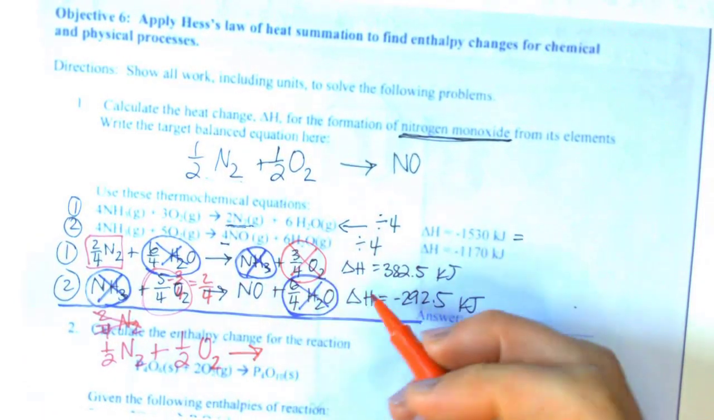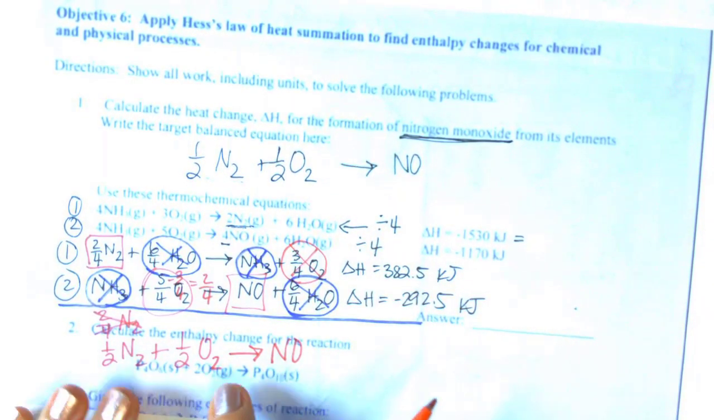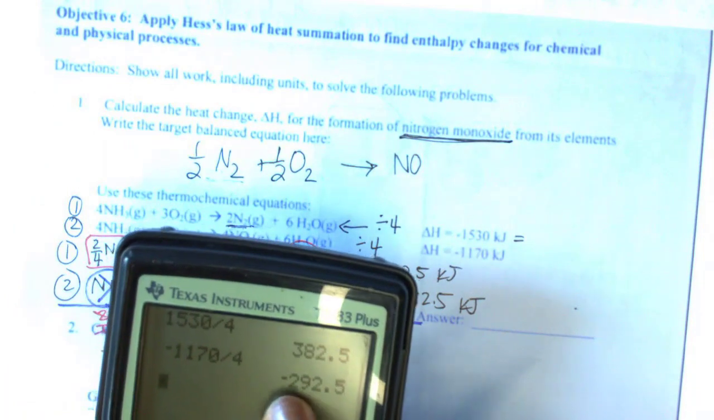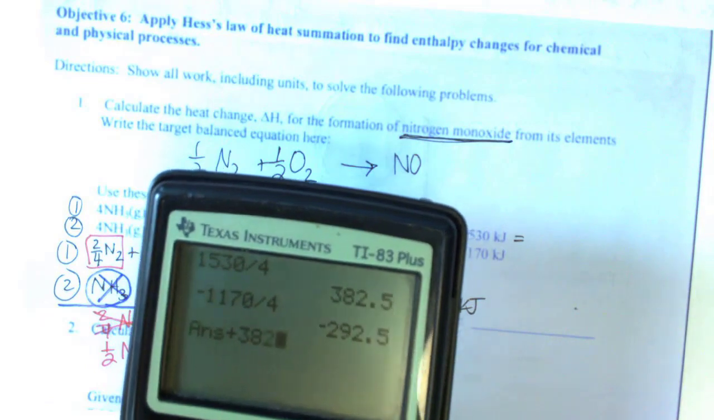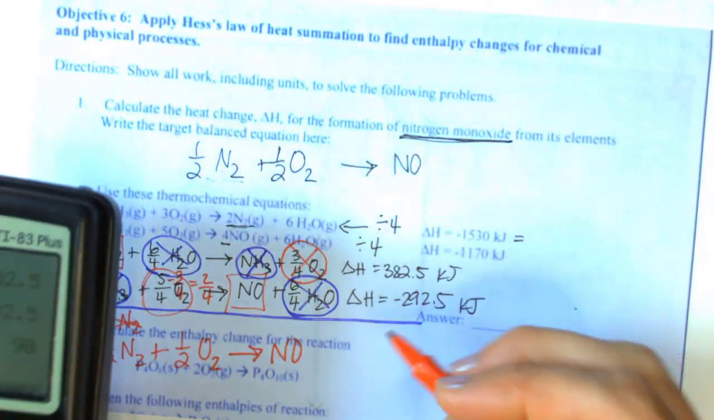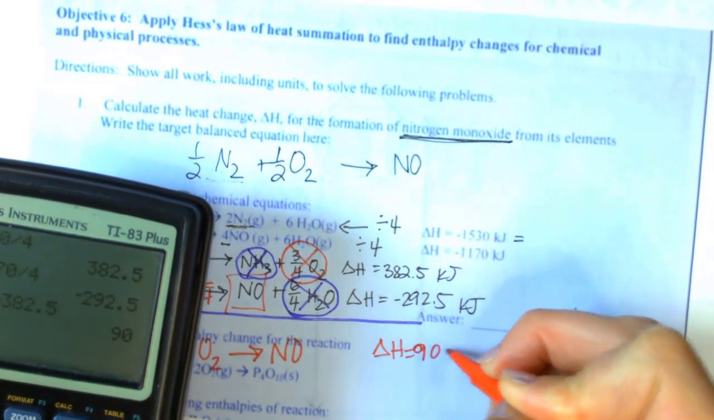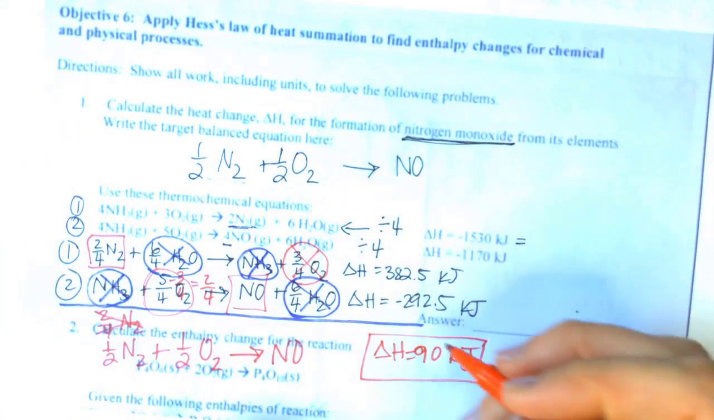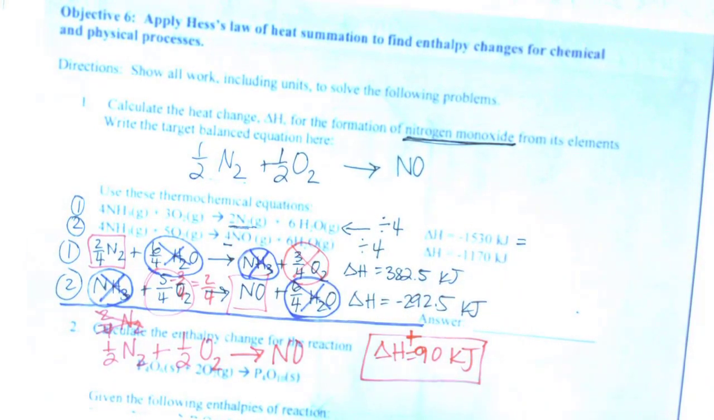And then the only thing left on my right side is NO. So yes, we got the target equation. So that just means I need to add these 2 delta H's up. And if I did my negative 292.5 plus 382.5, I should get a delta H of 90 kilojoules. And that is a positive number. So this is an endothermic reaction.